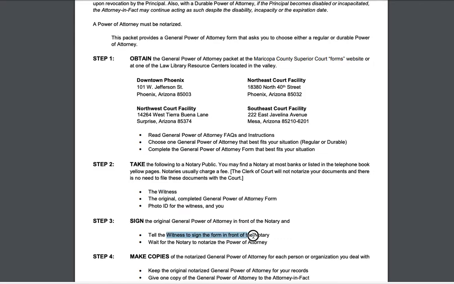The witness will sign it in front of the notary, and then the notary will notarize it. Only after those 3 signatures are on there is this thing valid. All 3 have to be on there for it to be valid. You all 3 have to be in the same spot at the same time, okay? You don't need to make copies. I'm not a big fan of making copies.